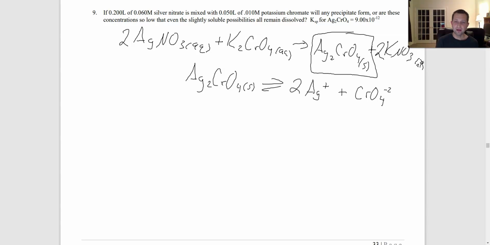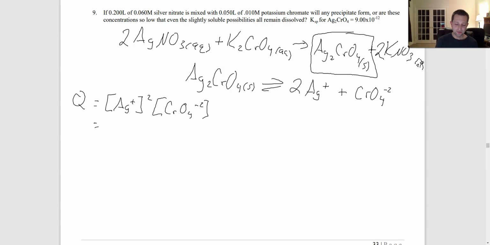So I need to figure out my Q value. Q is the same as KSP or KC or whatever. It's the concentration of products, so it's Ag+ squared times chromate, CrO4 2-. My reactant is a solid, so I don't include it here. What I need to do is figure out my concentration of silver ion from up here and my concentration of chromate ion.